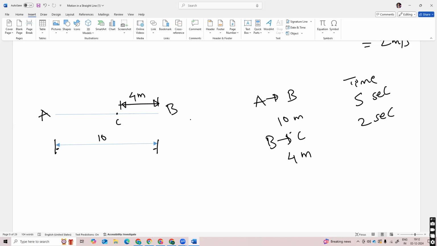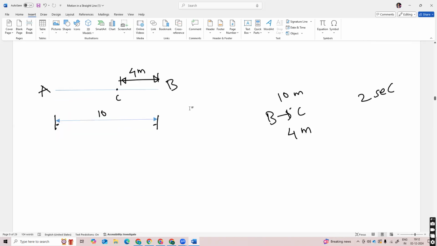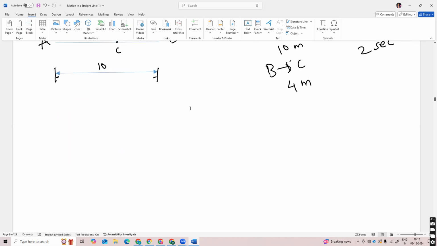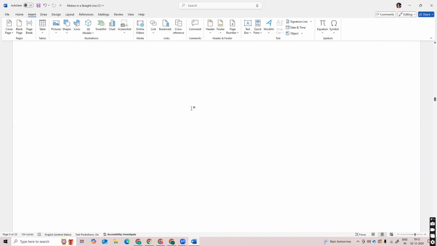First of all, we will see what is the average speed and what is the instantaneous speed. To solve this question, we need to know the difference between both of them. So let's say I am in Mumbai and I am traveling to Delhi.